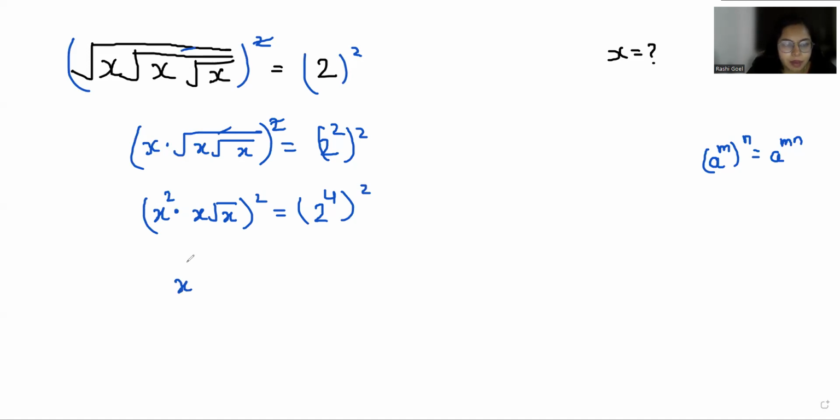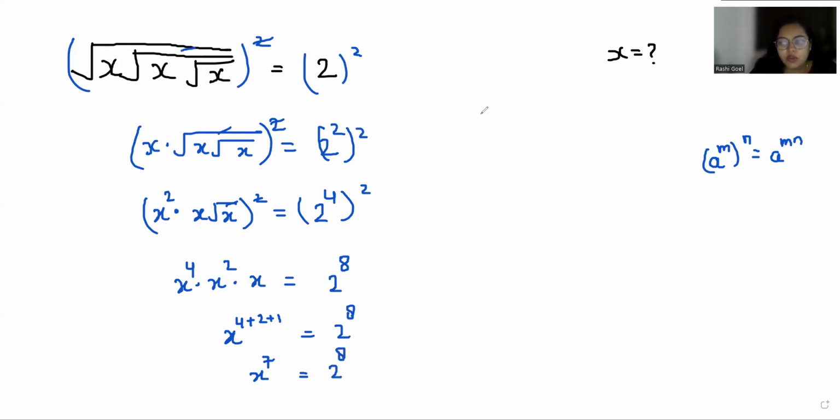So it becomes x power 4 times x power 2 times x, the square root removed, is equal to 2 power 8. Now x power 4 plus 2 plus 1 is equal to 2 power 8. x power 7 is equal to 2 power 8.